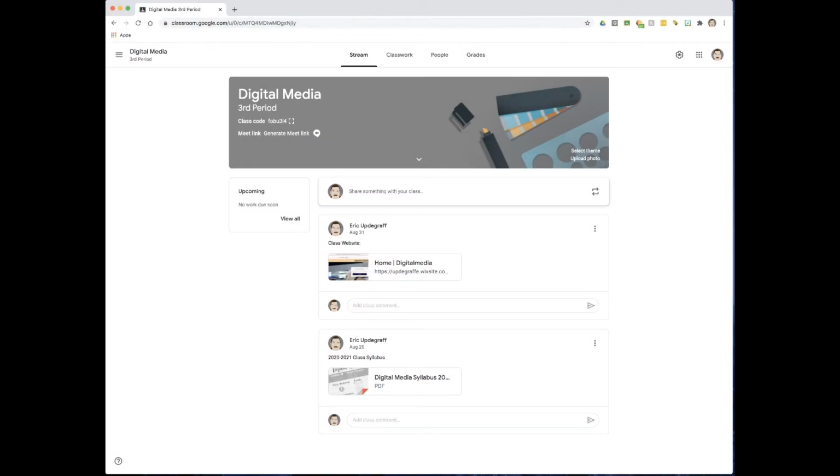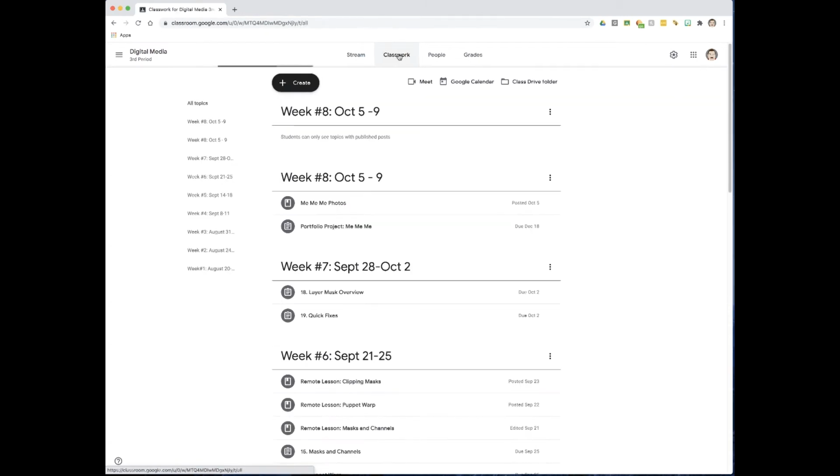So what you're looking at here is the Google Classroom for digital media. In this case, you'll notice that there are a couple of resources under the stream, but most of our stuff happens under the classwork tab. You'll notice in this part that everything is divided up by week, and then inside of those weeks are the different assignments and materials that are necessary to complete those assignments.